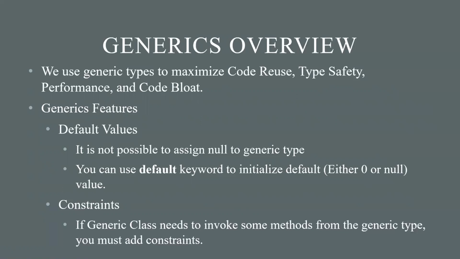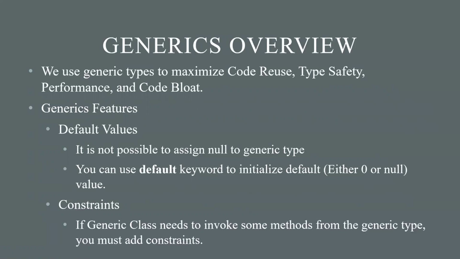Let's also look at some generic features. There are 3 to 4 generic features which we use in C Sharp. First is the default values. In generics, it is not possible to assign null to a generic type, so you always use the default keyword to initialize a default value to a generic type. It can be either zero or null.